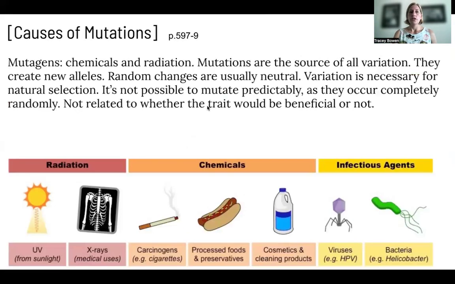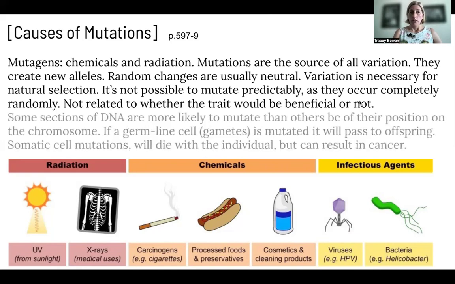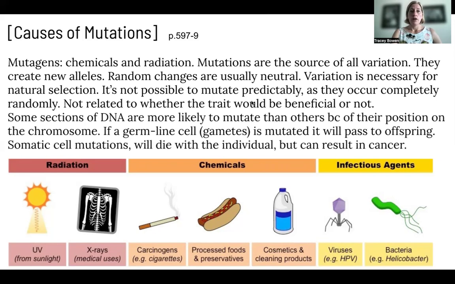So mutations are caused by chemicals, radiation. Mutations are the source of variation. They will create new alleles, and random changes are usually neutral. Variation is necessary for natural selection, but it's not possible to mutate predictably because they occur completely randomly. So it's not related to whether or not the trait would be beneficial. Some sections of DNA are more likely to mutate than others because of their position on the chromosome.